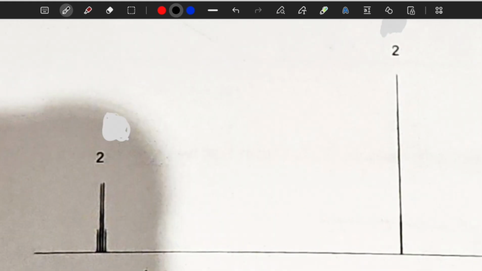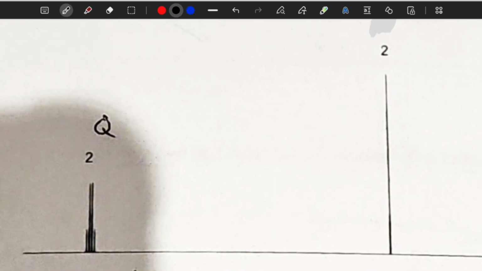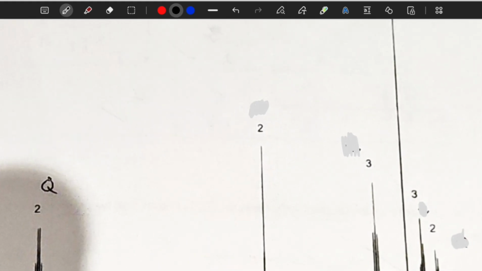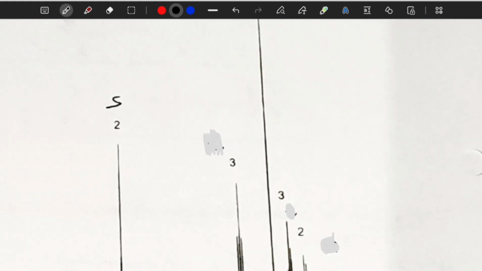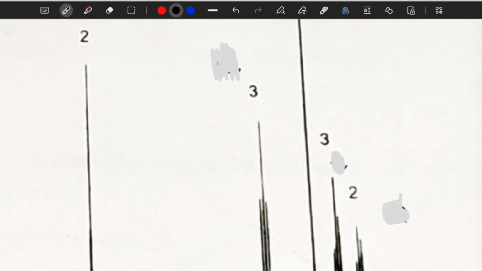So number 2, this one is a quartet, so I put it as Q. This one is a singlet because there's 1 peak, so therefore 1 signal. When peak and signal are the same thing. So number 2, this is a singlet because it's 1 peak. Number 3, this 3 is definitely a triplet, so I put as T.